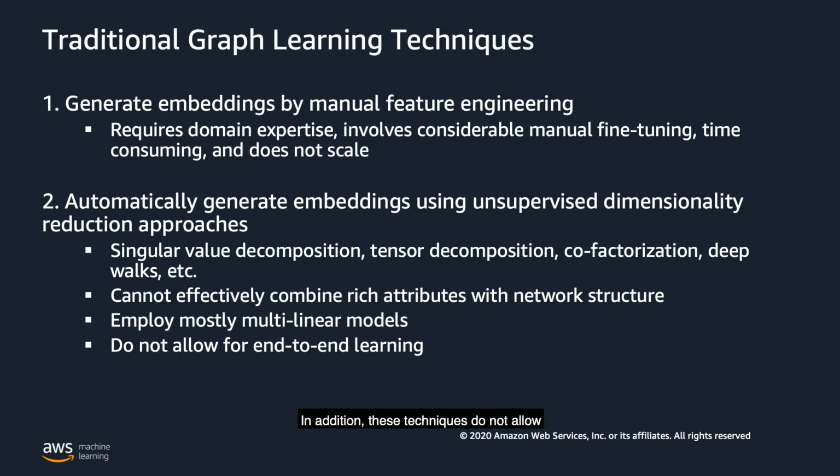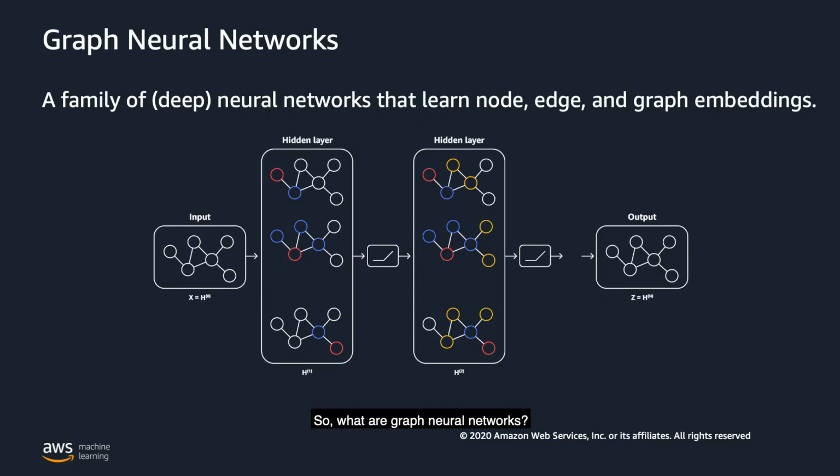In addition, these techniques do not allow for end-to-end learning of the node embeddings and the downstream classification model simultaneously. In order to address many of the limitations of the traditional graph learning techniques, we will use neural networks for representation learning, graph neural networks specifically. So what are graph neural networks?